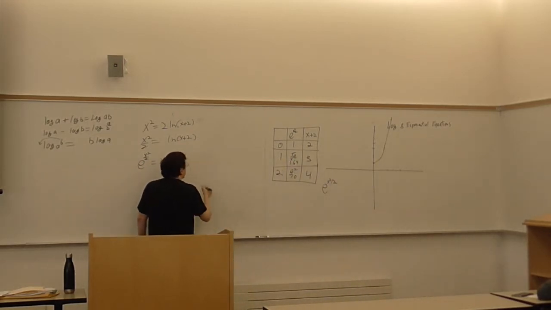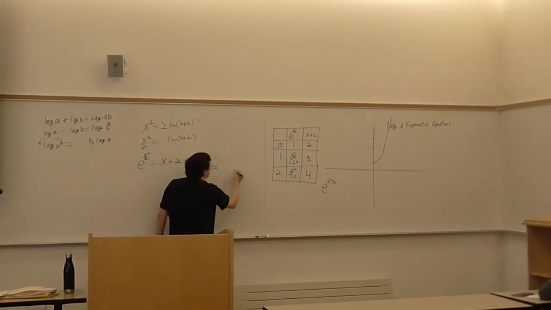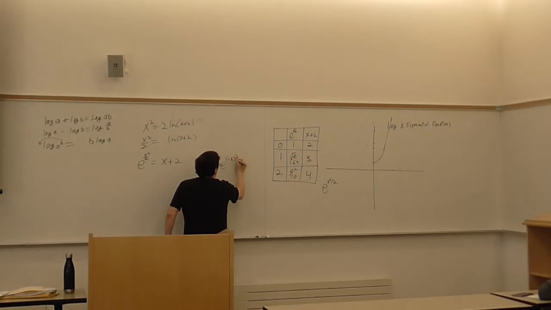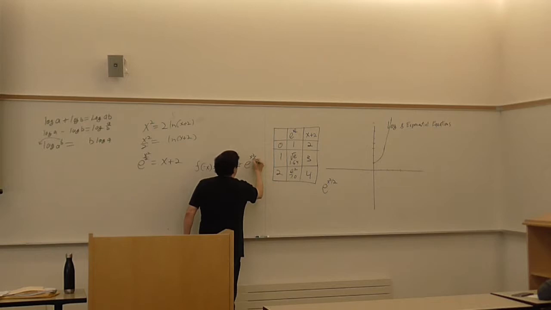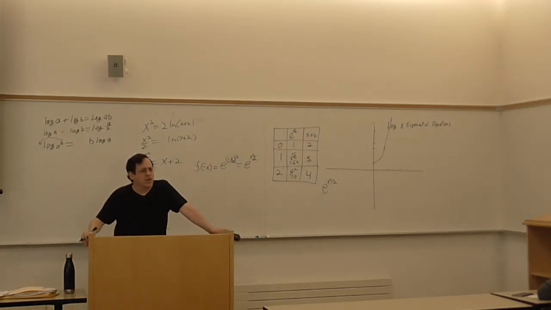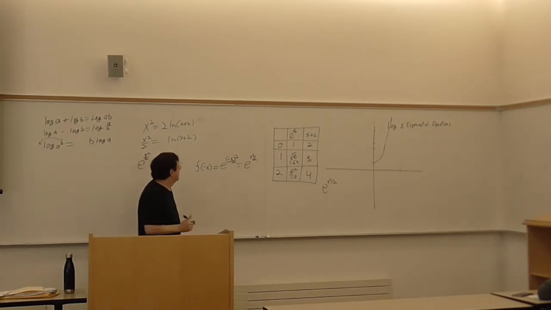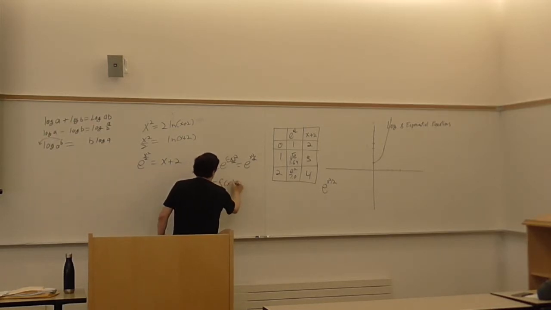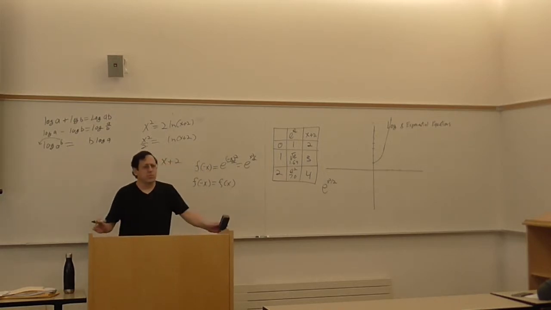I mean, if I want to know what f of minus x is, right, that's e to the minus x. Let me write this properly. Minus x squared over 2. But the minuses drop. That's just e to the x squared over 2. What kind of function is that? We have a name for that. F of minus x equals f of x. It's an important concept. What is that?